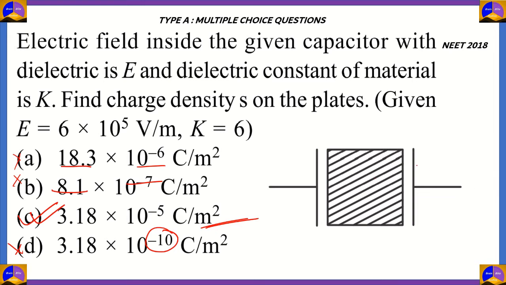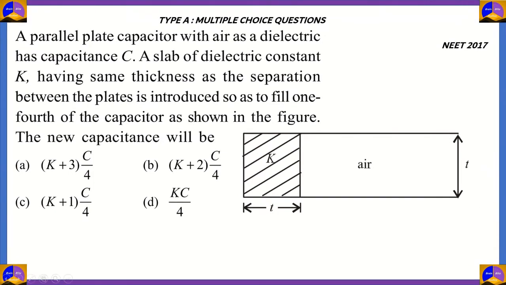So over here you need to use the electric field formula, which is sigma divided by epsilon naught times K if you have a dielectric constant. So that's all for this question. Let's look at the next question.